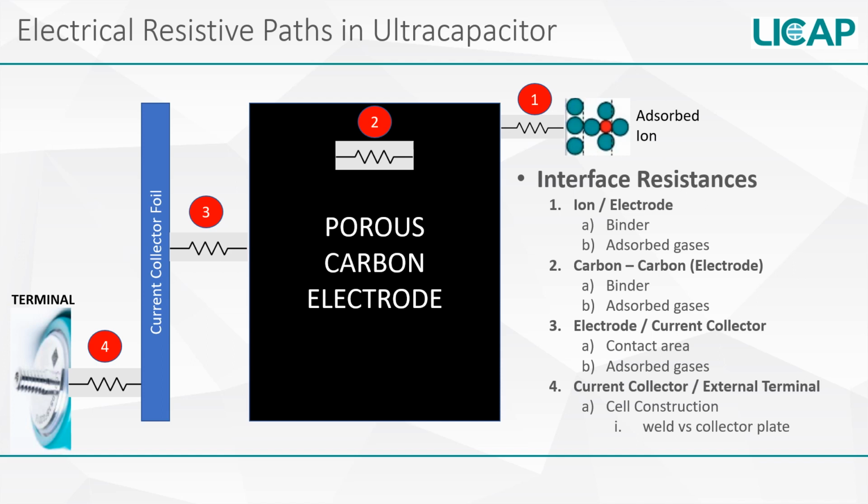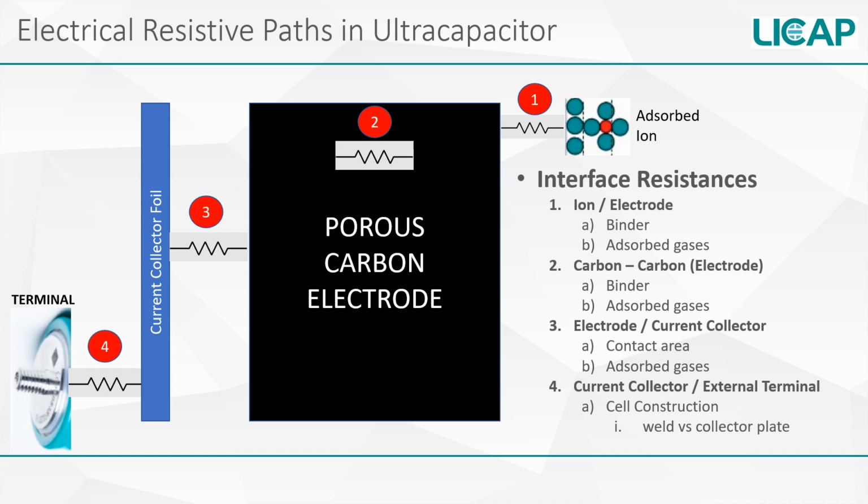electrode matrix. Then there's interface number 3, which is the attachment point of the carbon electrode and the current collector foil. At this interface, you actually want a solid, continuous layer of thin binder material to make contact, as any discontinuity or air gap or adsorbed gases will inhibit electron flow more significantly than the binder material itself.